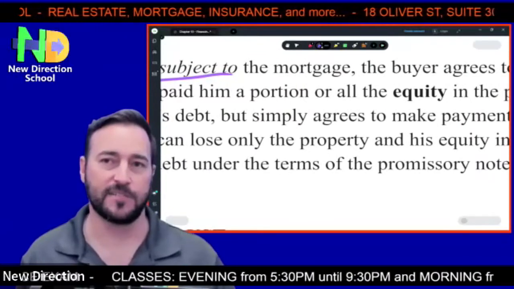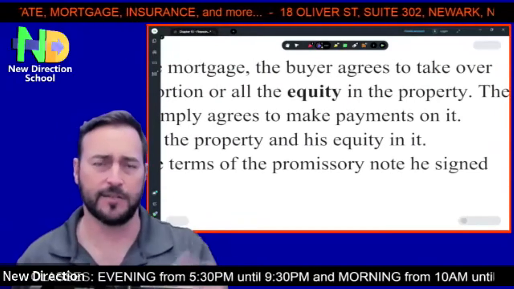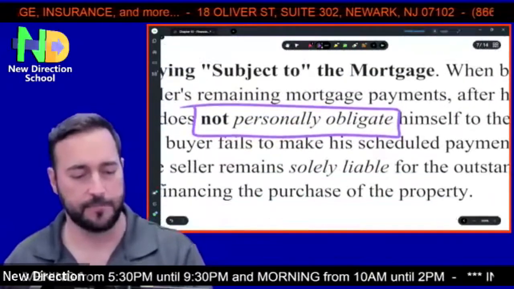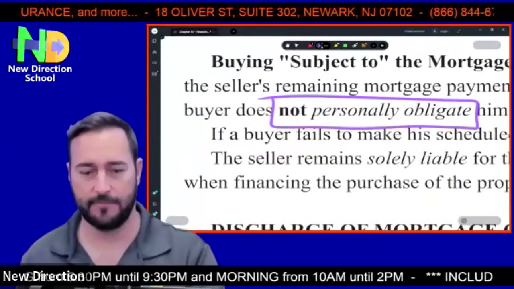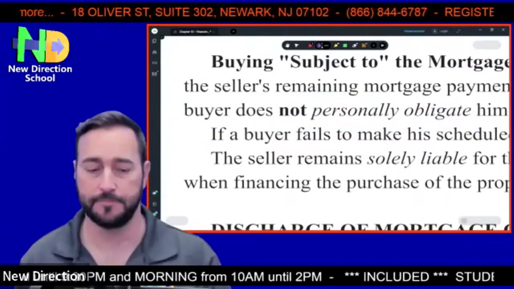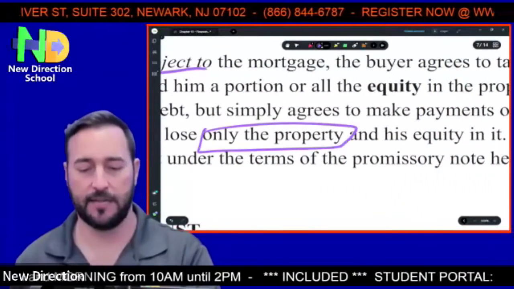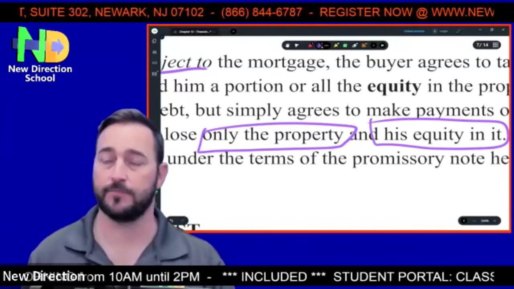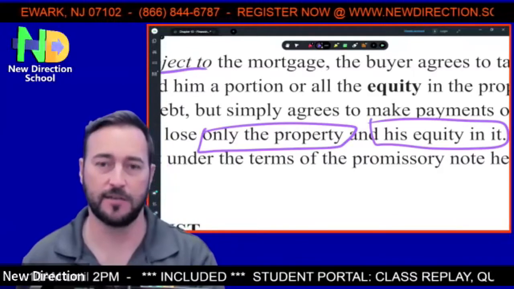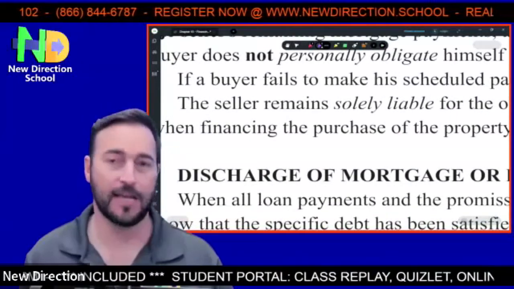Randy did not make himself obligated. He simply agreed to make payments on it. That's it. Oh, Bruno, yeah, I'll take over your mortgage. No problem, I'll make the payments. So if he fails to pay, let's say a few months go by or a few years go by, what happens? He loses the property and any equity on it. Can he get sued for the difference in the loan amount, whatever the balance is? No, because he's not personally liable. Who gets sued? I do.